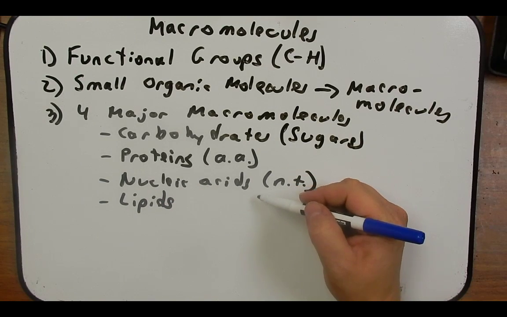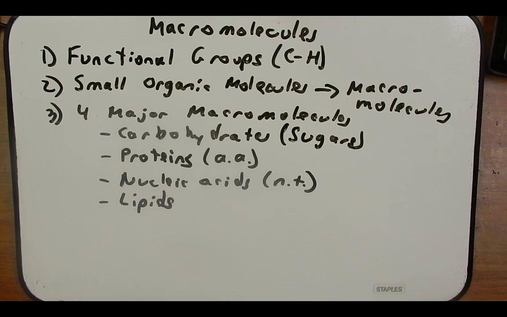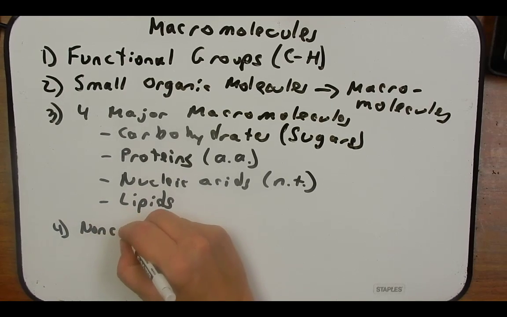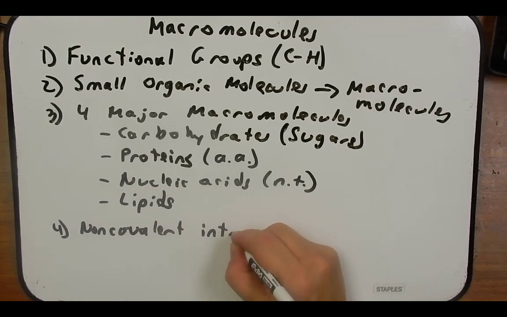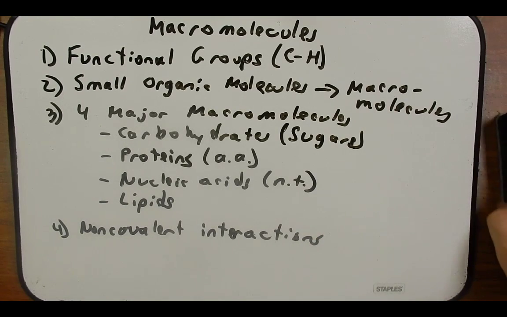up of various kinds of monomers. They're a little different than that. They're a macromolecule, but they're not a polymer, as I said, made up of smaller subunits. We'll then end with a discussion on the importance of non-covalent interactions. But let's start our discussion of functional groups.